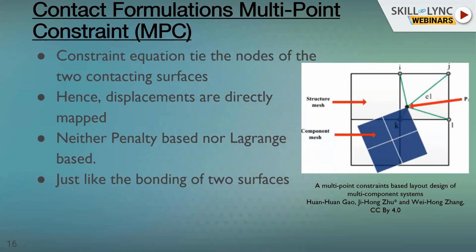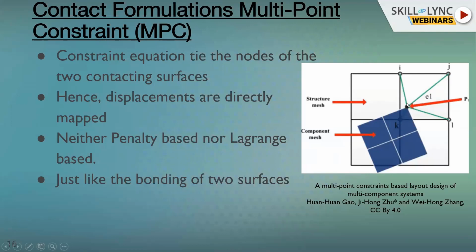So in those cases, you create a multi-point constraint. What it does is it writes equations, or it constrains the degrees of freedom on these I, J, and L nodes with respect to the node we can name the K node on this blue body.